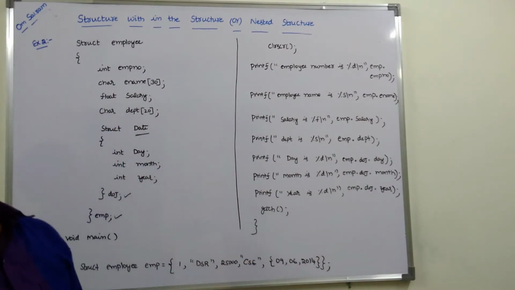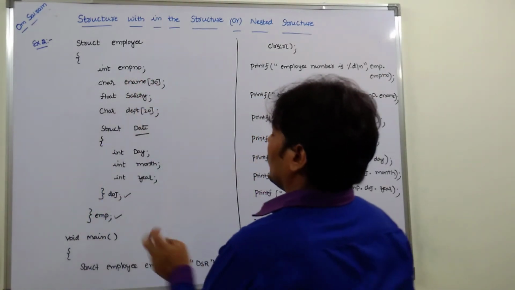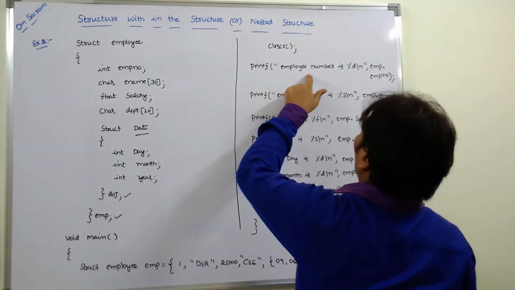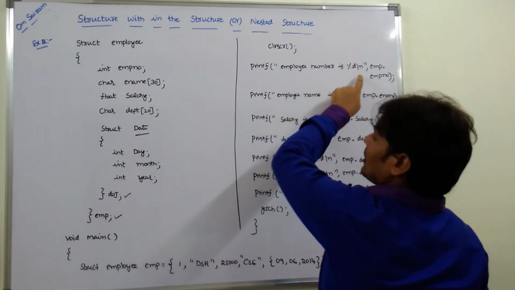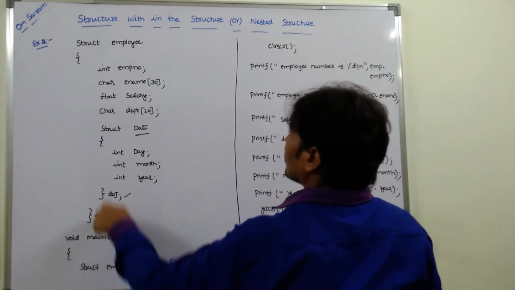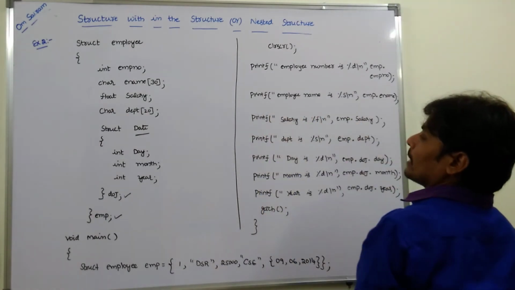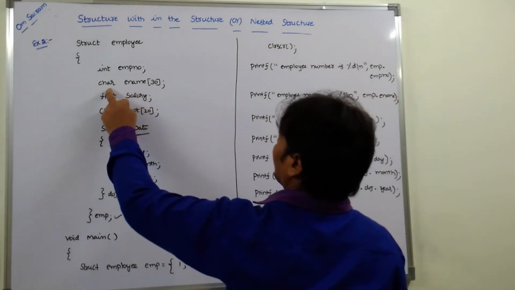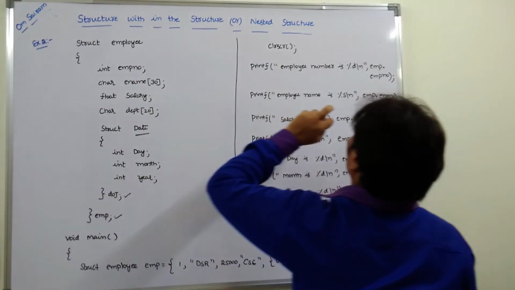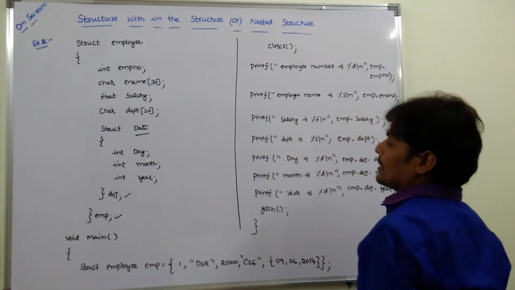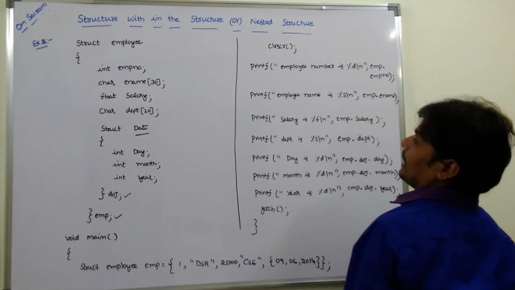Now we have to access these members. How to access the emp number? printf employee number is, data type is percentage d slash n, emp dot emp number. Printf employee name is a character array, so the control string is percentage s, emp dot ename.